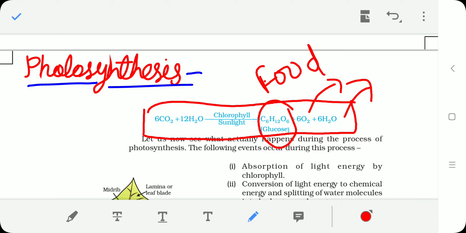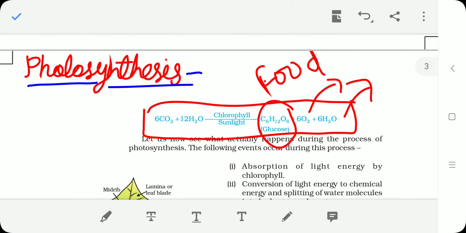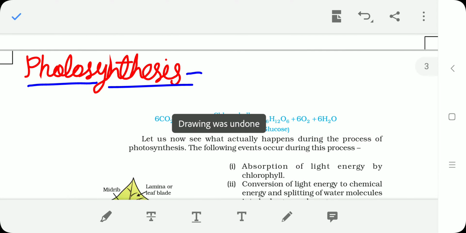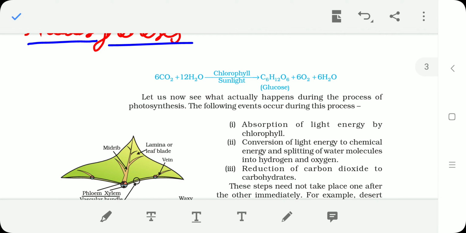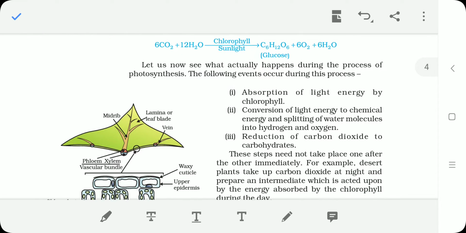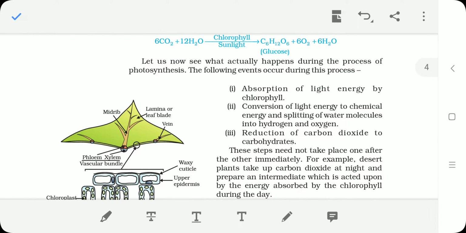Clear? Just see in your book. Let us see what actually happens during the process of photosynthesis. What actually happens means what will happen first, and after that what will happen. See here, there are three steps in the photosynthesis process, three events or steps.